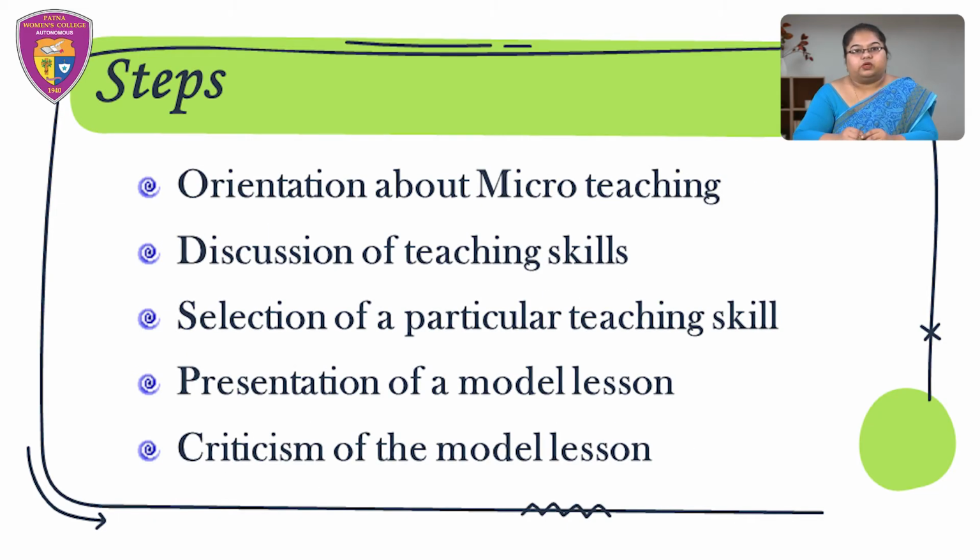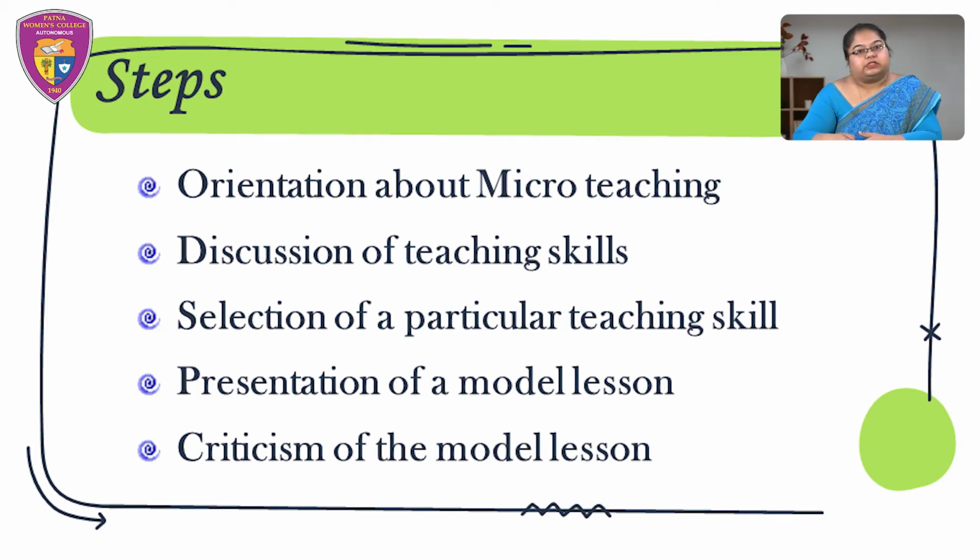Now, steps of micro-teaching. The first step is orientation, in which necessary theoretical information about micro-teaching and various teaching skills is given to the students, like we are doing now. In the second step, there is discussion on teaching skill. Here, teaching skills are analyzed along with their various components. Rationale and role of teaching skill in teaching are also discussed. Next, there is selection of a particular teaching skill. In this, teaching skills are selected one at a time for practice.